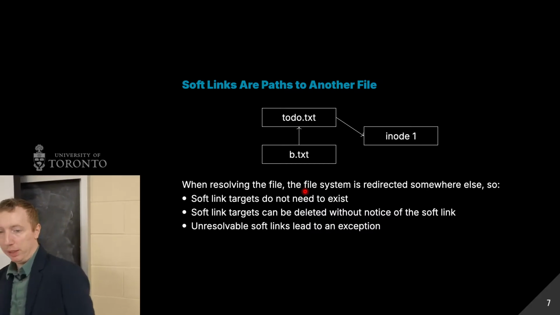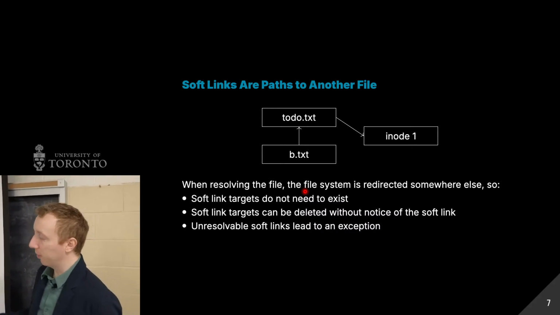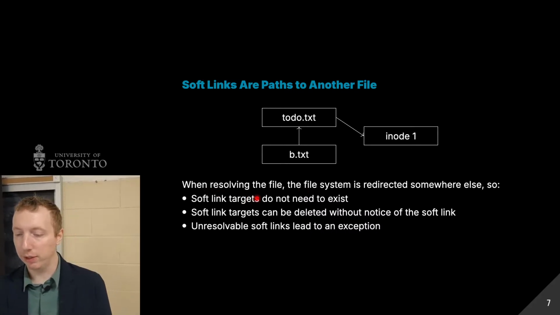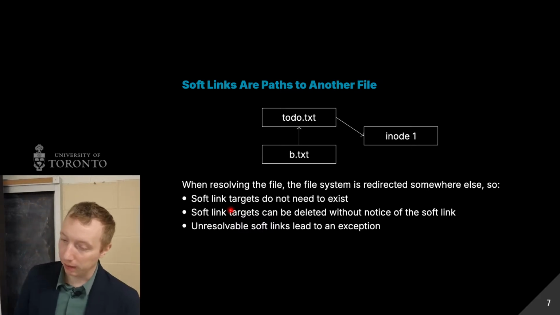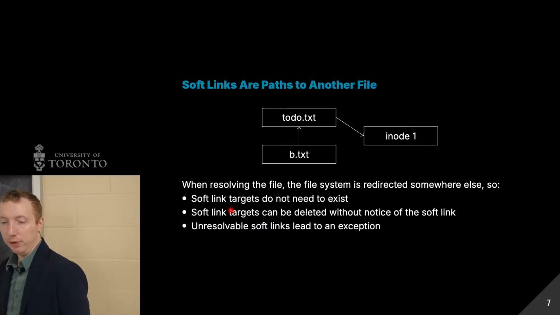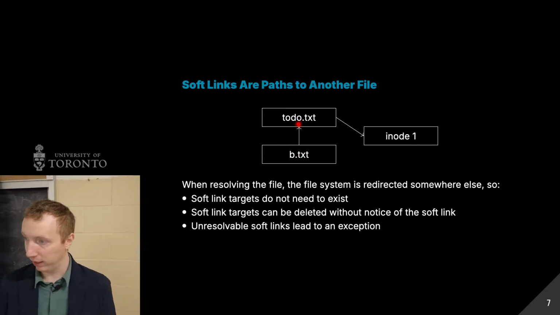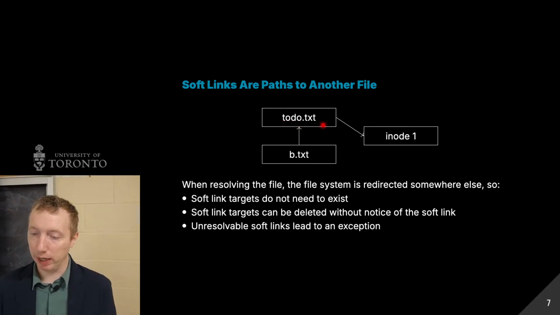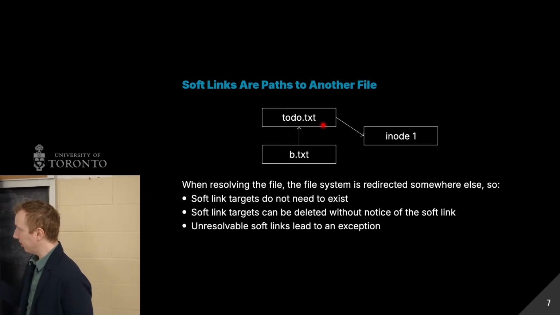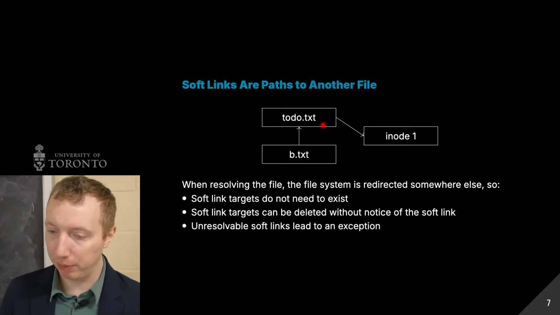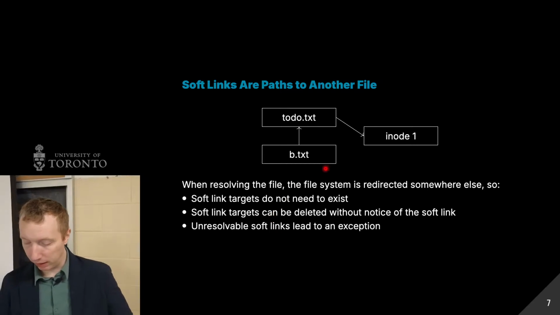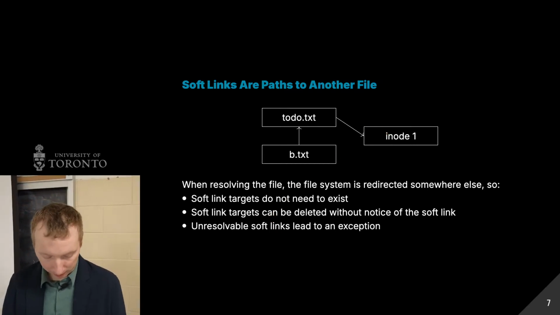Because of this, you can create loops and all sorts of fun things. Soft link targets do not need to exist. Their targets can be deleted without notice of the soft link. So if b.txt points to to-do.txt and I get rid of to-do.txt, that's fine. It will just be unresolvable, and it might lead to an exception or some type of error.